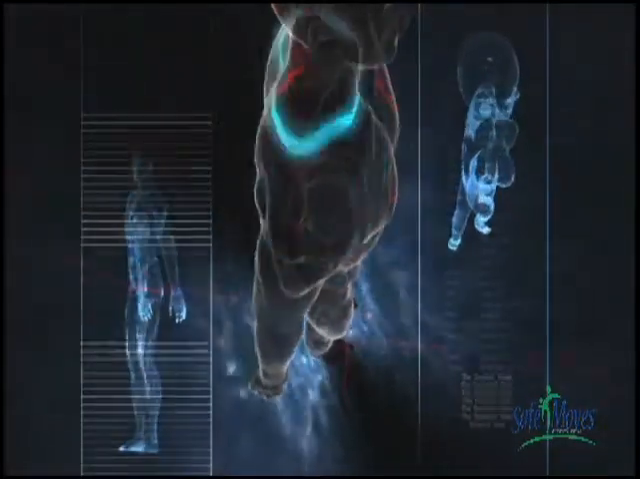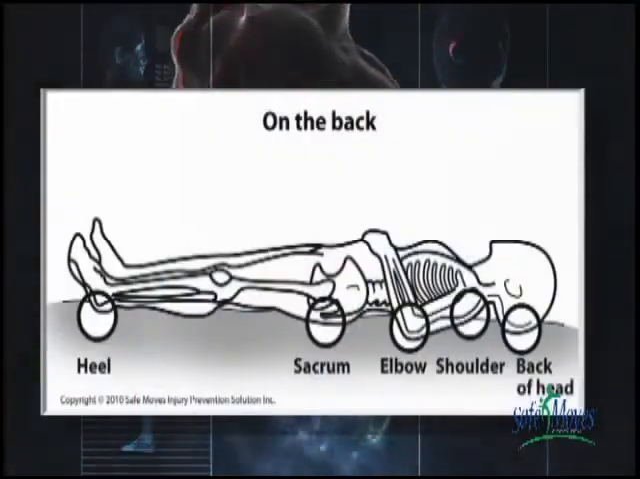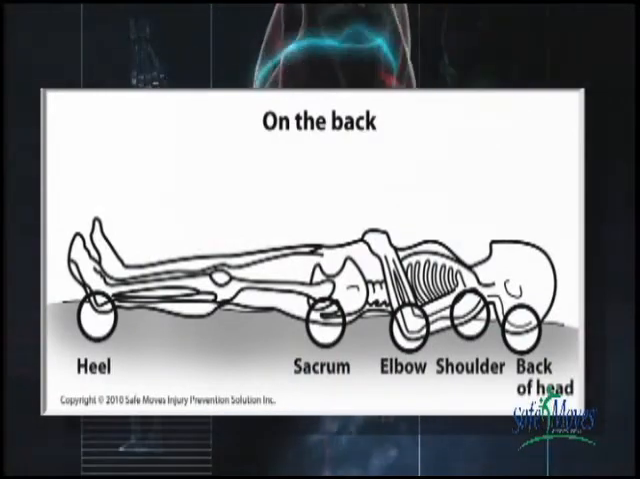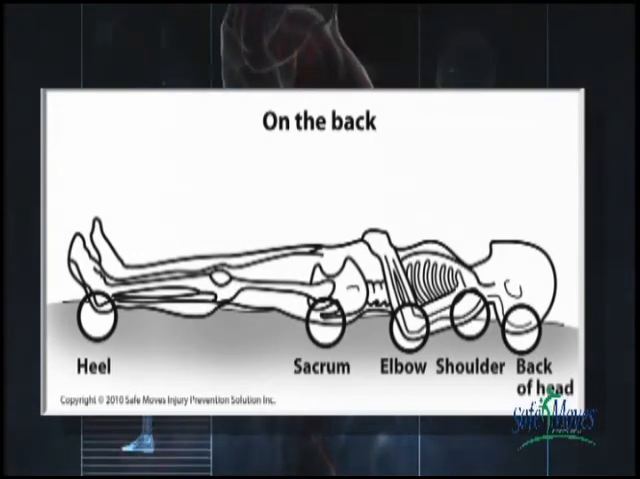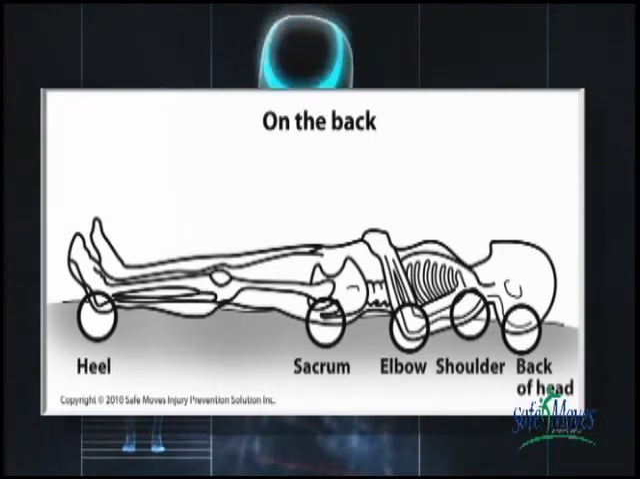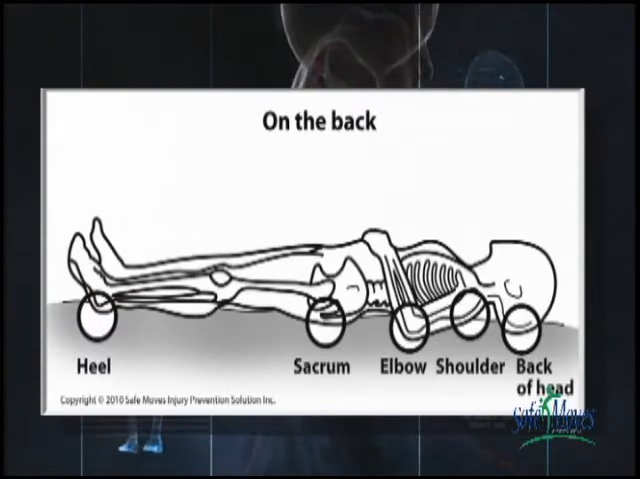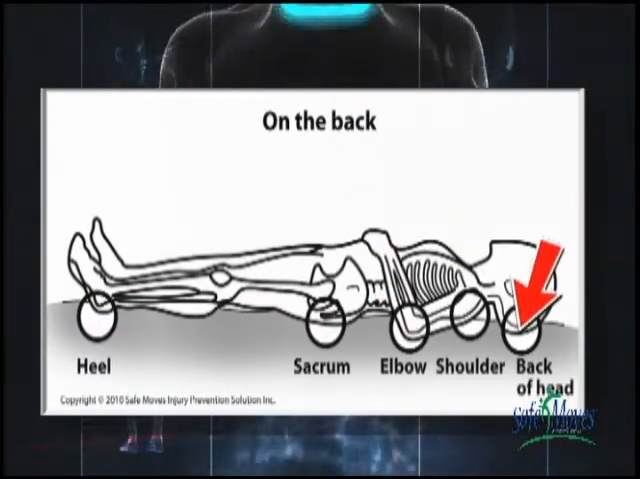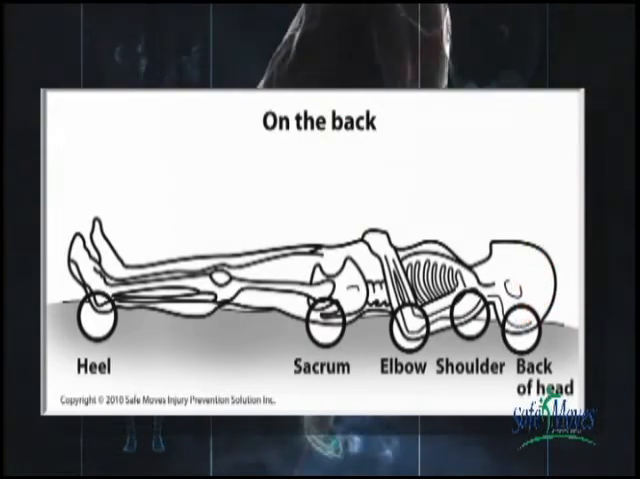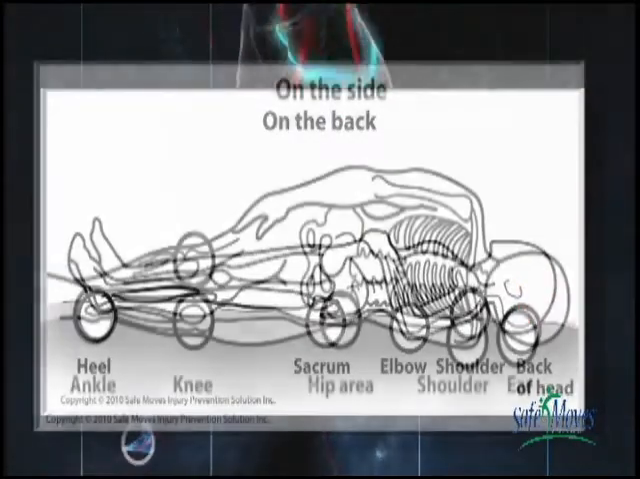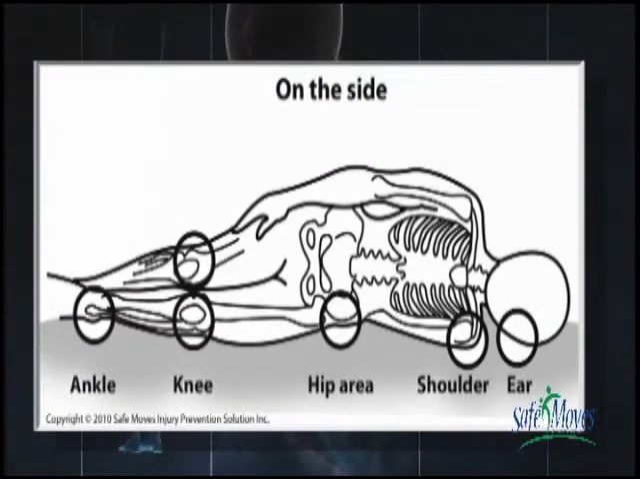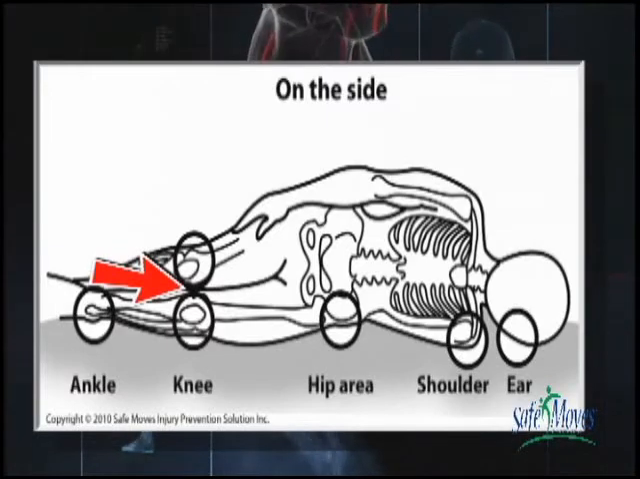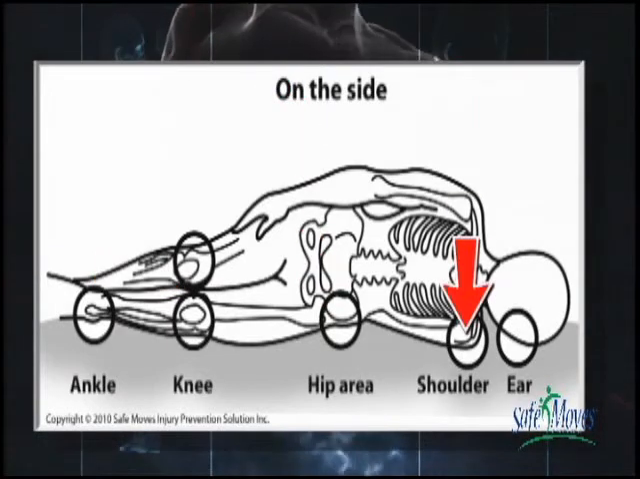Where do pressure ulcers develop? As you can see, pressure ulcers tend to develop under bony prominences. When a client is constantly lying on the back, the at-risk areas are the heels, tailbone, elbows, shoulders, and the back of the head. When resting for long periods of time on the side, ulcers tend to develop under the bony areas of the ankles, between the knees, under the hips, shoulders, and ears.